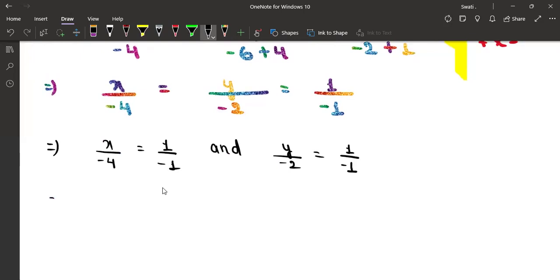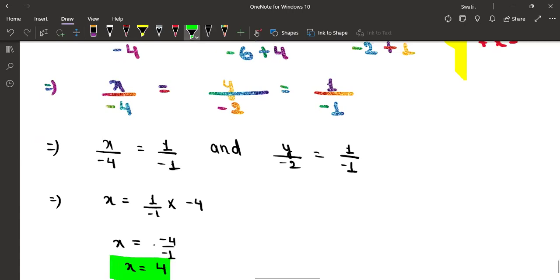Now tell me what is the value of x? It's so simple. x equals 1 upon minus 1 into minus 4. Very good. You are good with the plus minus now, Manya. So minus 4 upon minus 1. What will be the value of x? 4. And we have got our x finally.